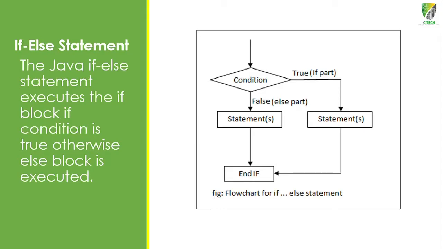If-else statement. The Java if-else statement executes the if block if the condition is true. Otherwise, the else block is executed. So, same as before, kanina kay if, kapag nag-true, magpo-proceed siya sa loob ng block ni if. But ngayon, kapag nag-false naman, meron na tayong statement para kay false. Tignan natin ngayon yung flowchart. So, condition. Kapag nag-true, magpo-proceed siya kay statement for the true or for the if part. Kapag naman false, magpo-proceed siya kay statement na nasa loob ni else part.